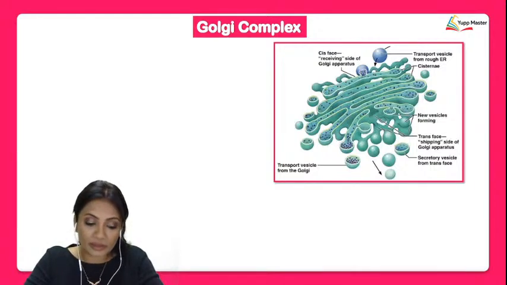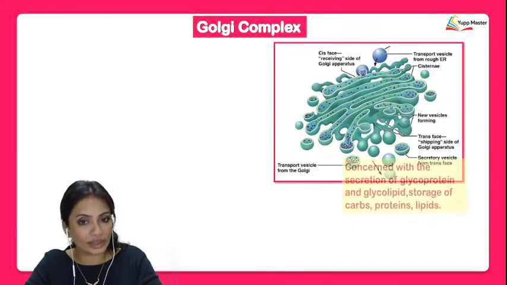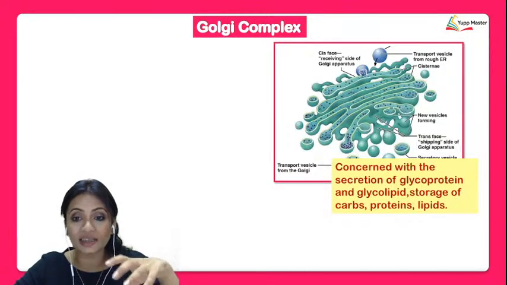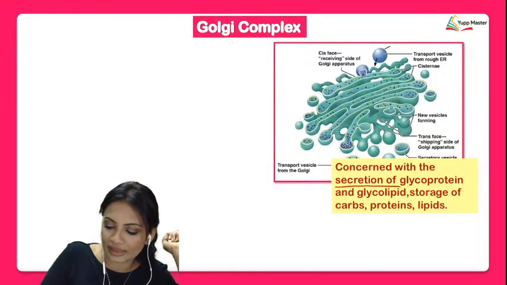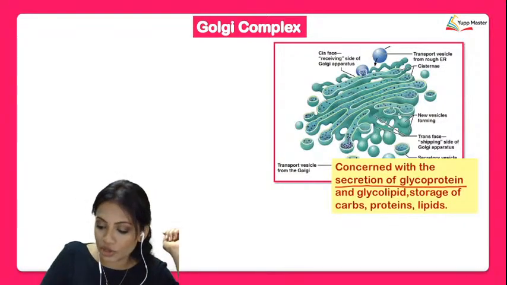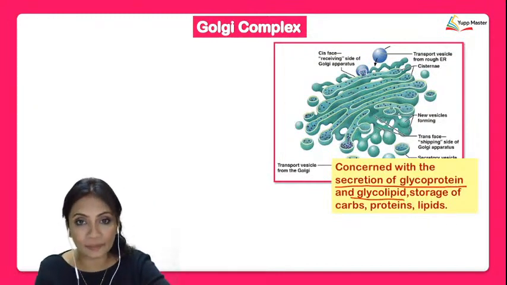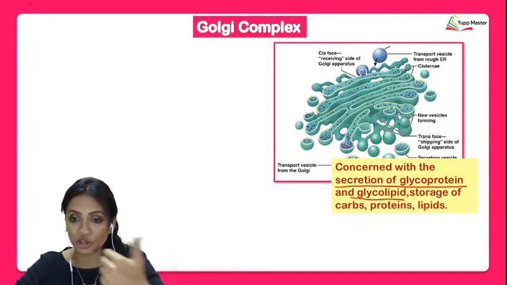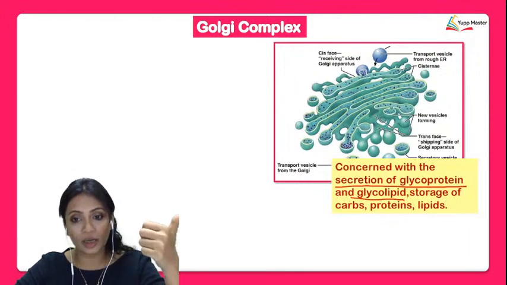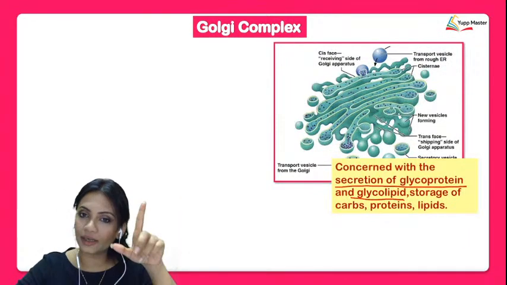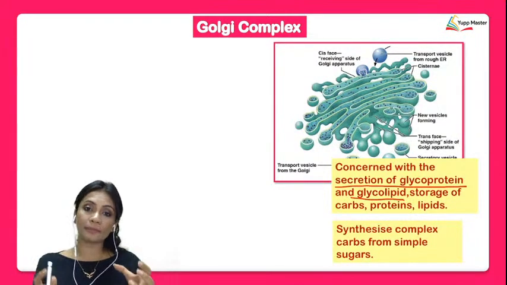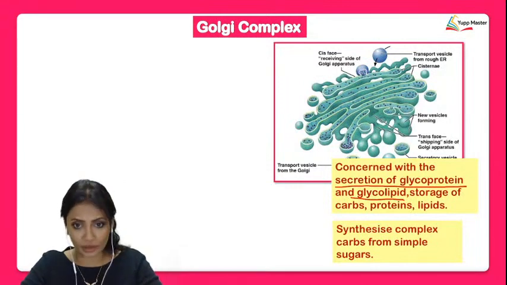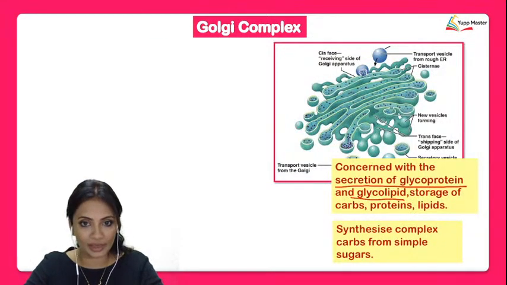Next, after the endoplasmic reticulum comes the Golgi complex. The Golgi complex is concerned with the secretion of glycoproteins. Remember the function of Golgi bodies. They secrete glycoproteins and also glycolipids, and they help in the storage of carbohydrates, proteins and fats, alright. So, secretion of glycoproteins and glycolipids and storage of carbohydrates, proteins and lipids, okay. Also, they take all those simple molecules, put them together and form the complex carbohydrates, okay.